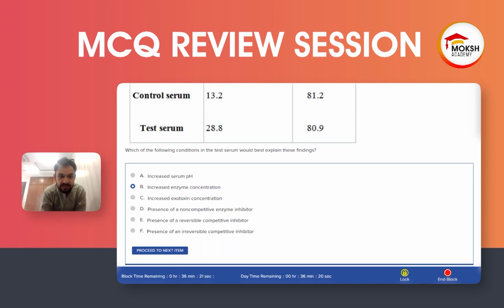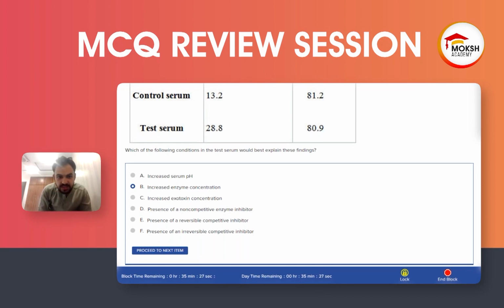Okay, presence of a non-competitive enzyme inhibitor, and an irreversible competitive inhibitor. Choices D and F are similar. What can we expect in this condition if we add a non-competitive enzyme inhibitor or an irreversible competitive inhibitor to that reaction? What change can we expect here? Will the Vmax increase, decrease, or be unchanged?